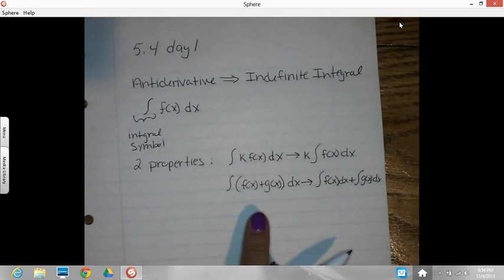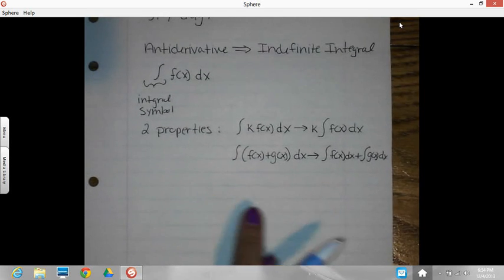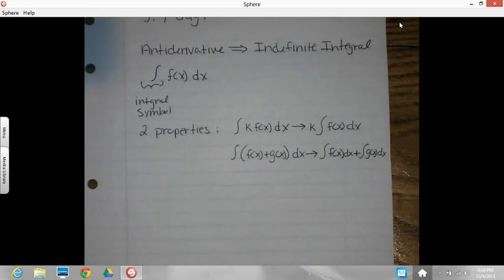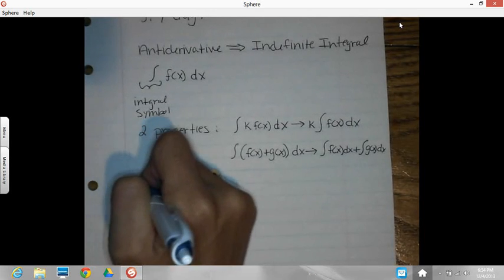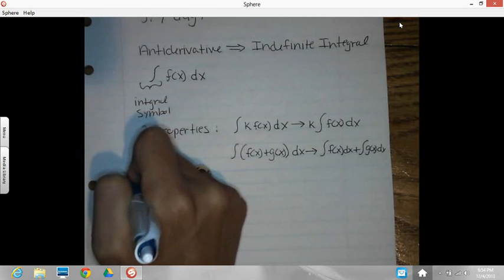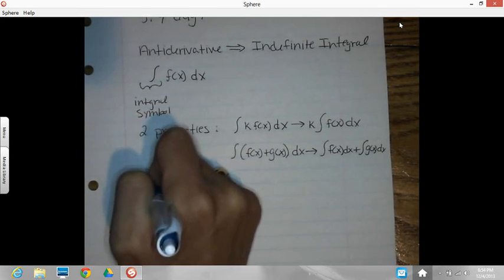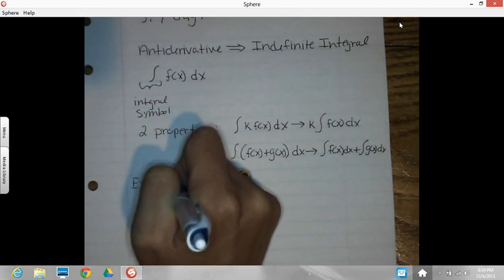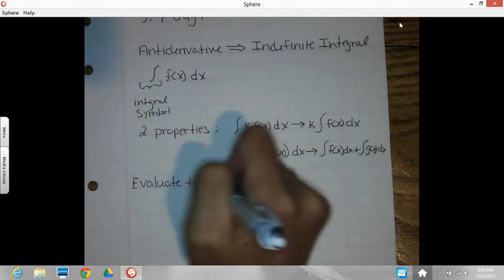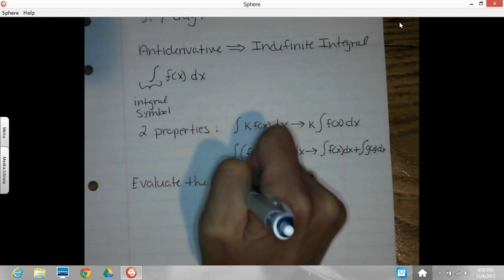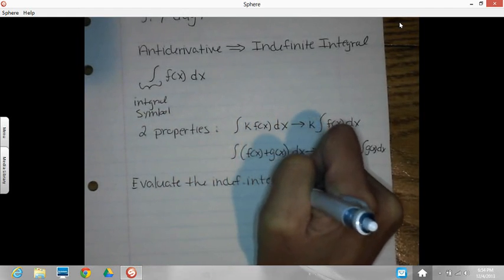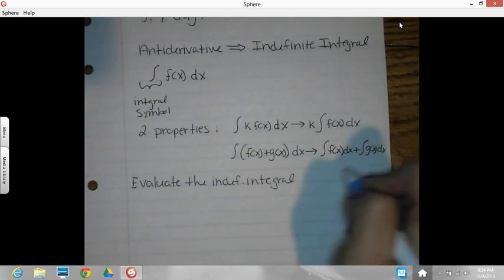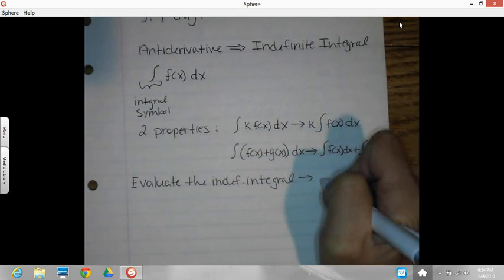We're going to do one more problem the intuitive way, then I'm going to give you the rule that you're going to use for integrating, one of them. So let's look at evaluate the indefinite integral. Evaluate the indefinite integral just means find the antiderivative.